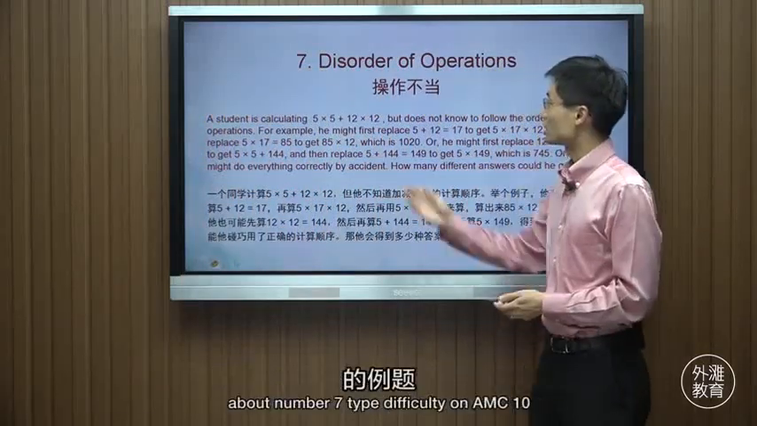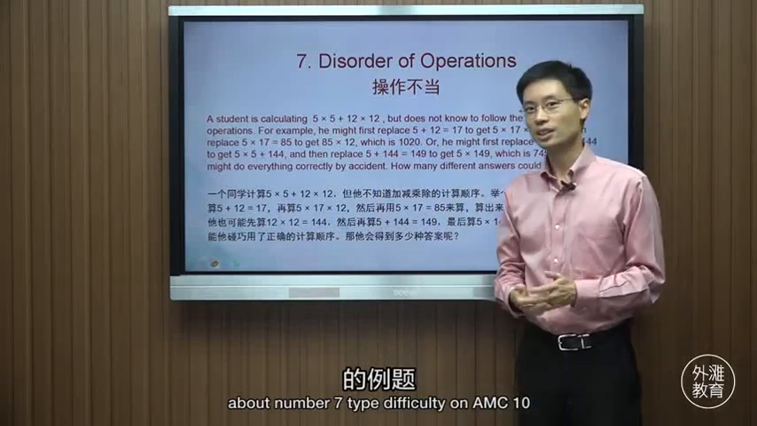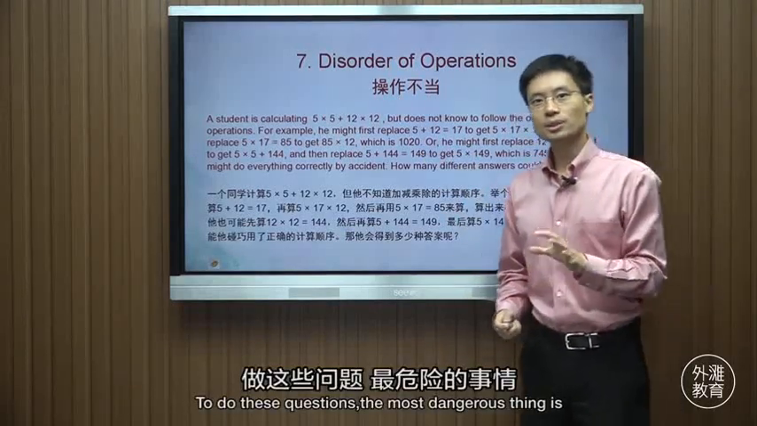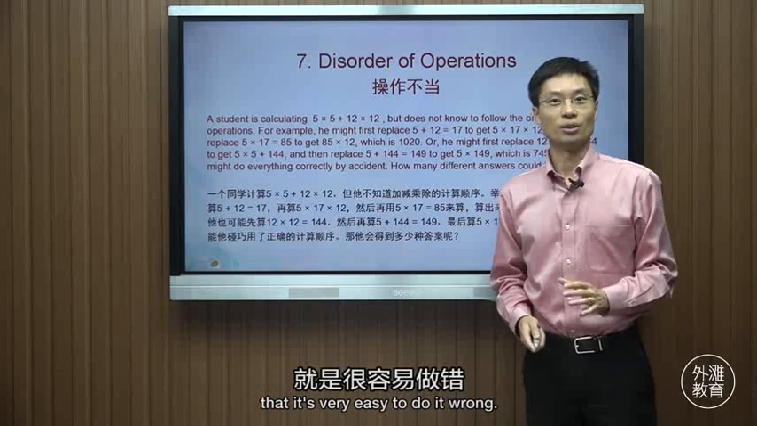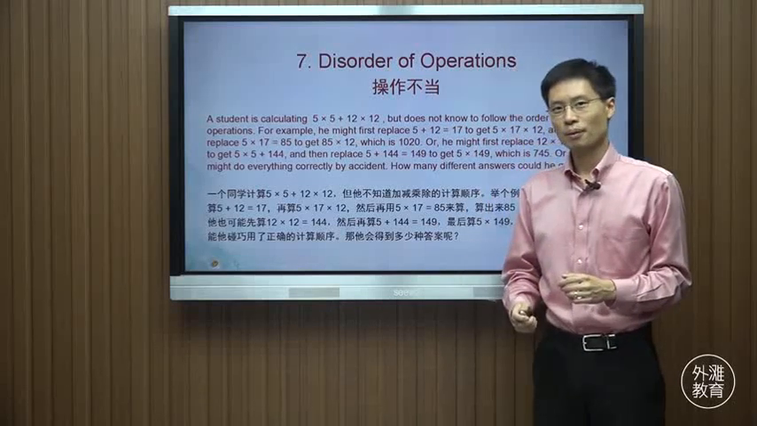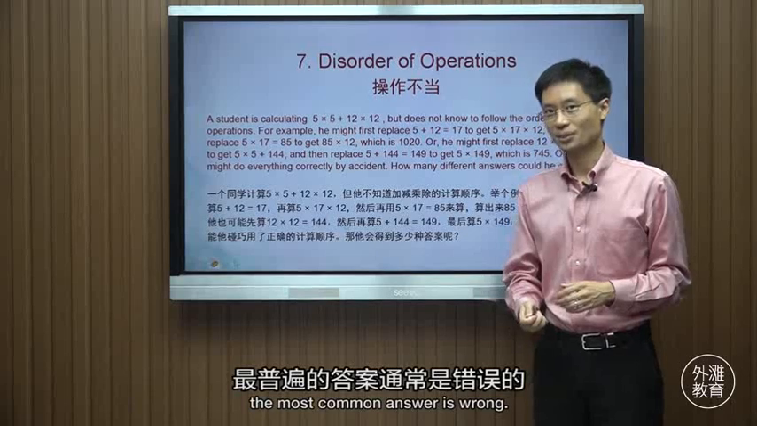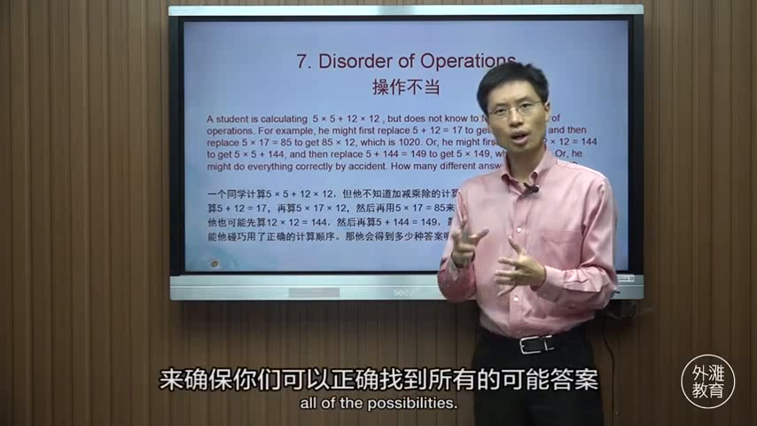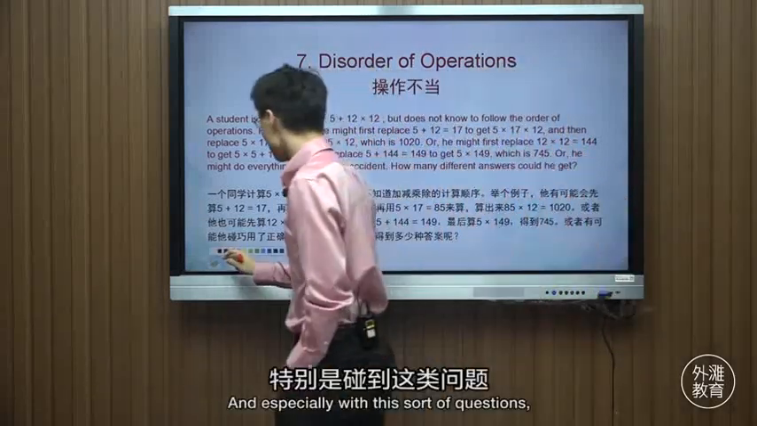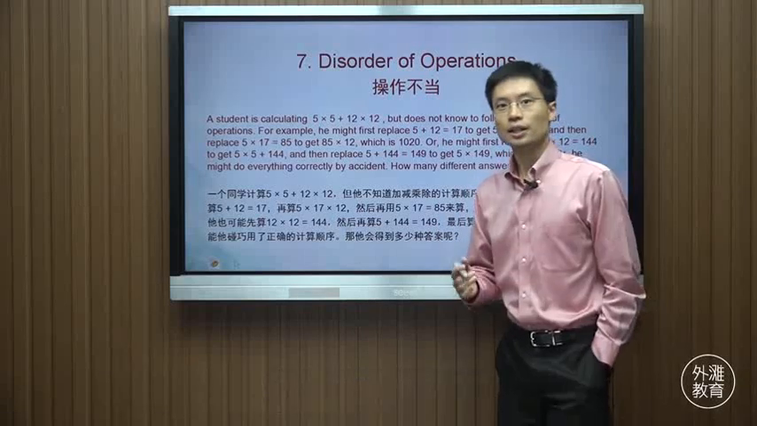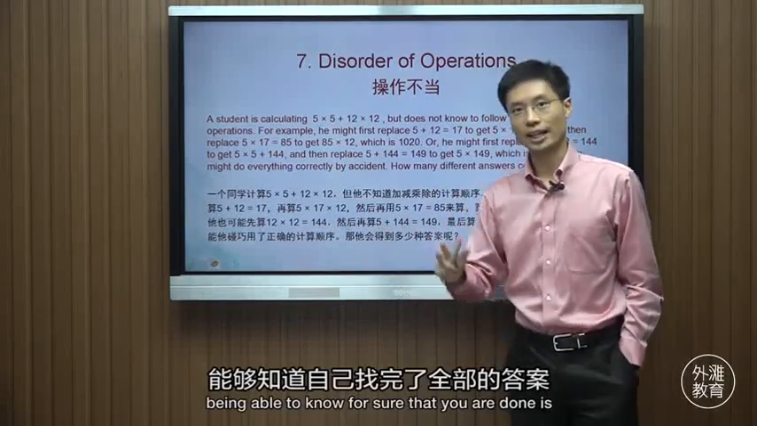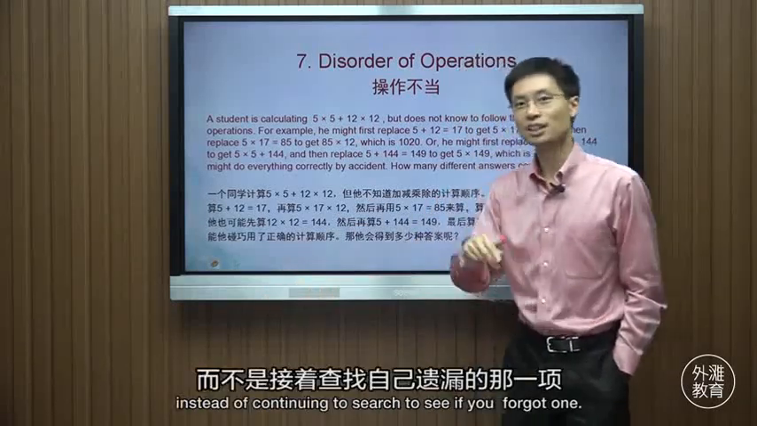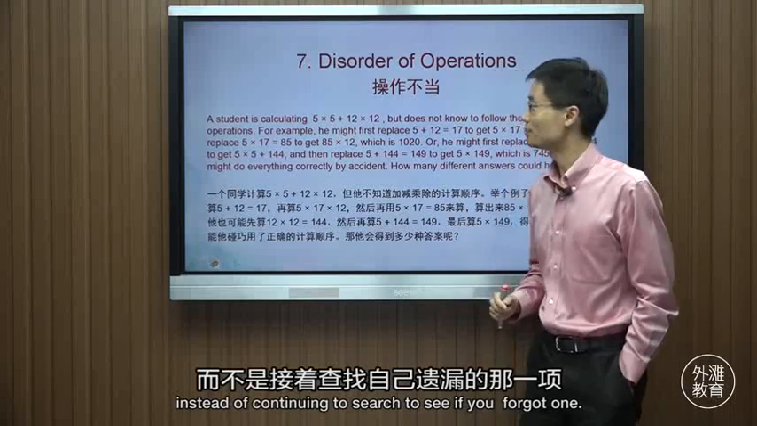This is an example of a question about number 7 type difficulty on an AMC 10. To do these questions, the most dangerous thing is that it's very easy to do it wrong. Actually, with this kind of question, the most common answer is wrong. Here, what I want to share with you is a way of trying to make sure that you found all of the possibilities. And especially with these sorts of questions, being able to know for sure that you're done is a very good thing to be able to do, because then you can know to go on to the next question instead of continuing to search to see if you forgot one.